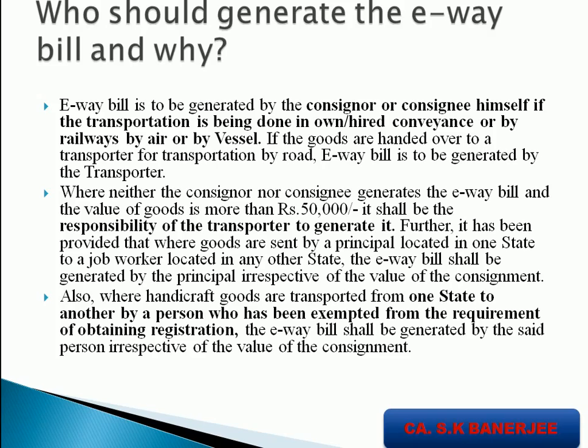Also, there is a special provision with regard to handicraft goods. If handicraft goods are transported from one state to another by a person who has been exempted from the requirement of obtaining registration, the e-way bill shall be generated by the said person irrespective of the value of consignment. So if one person is transferring handicraft goods, and he is not required to obtain registration, transferring them from one state to another, then e-way bill generation will be mandatory. Here also there is no value limit.